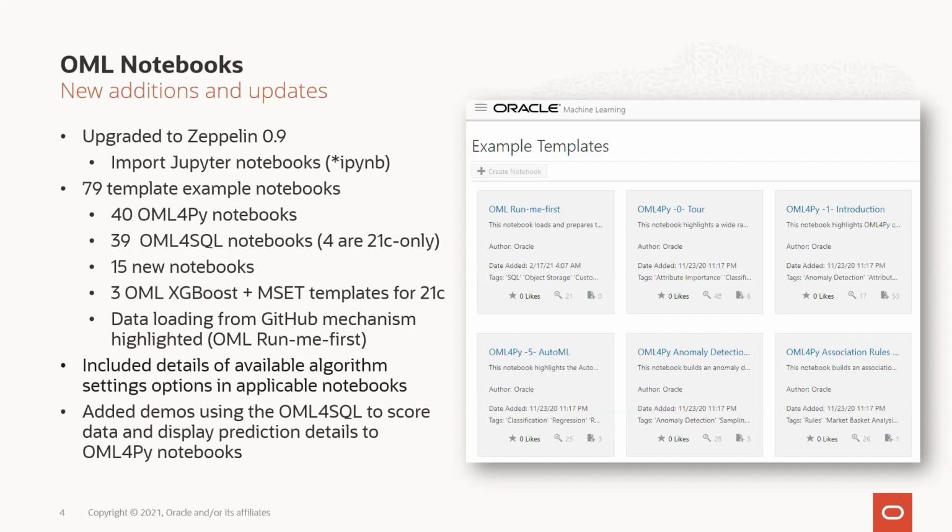With the new notebooks, we now have 79 template examples, where 40 are OML for Python notebooks and 39 are OML for SQL focused. Four of the new notebooks apply to database 21c only because they use XGBoost and MSET, which are introduced in database 21c. We also have one notebook that shows how to load data from GitHub into an OML notebook, and it's titled OML Run Me First, because a lot of the template examples use the data that's imported in this example. You can view and also edit these templates to create your own notebooks.